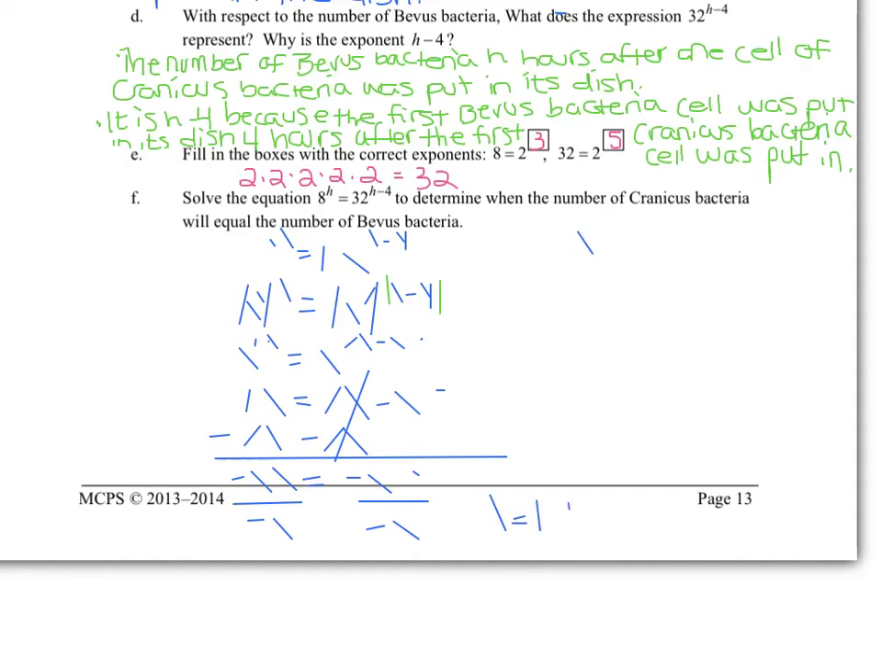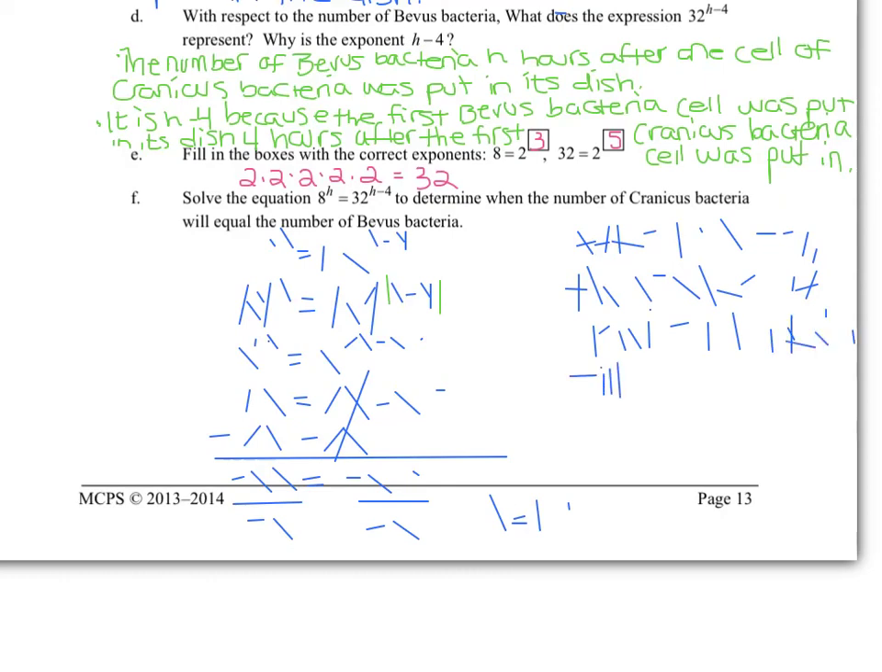So my answer is, after 10 hours, the number of Granicus bacteria will equal the number of Bovis bacteria.